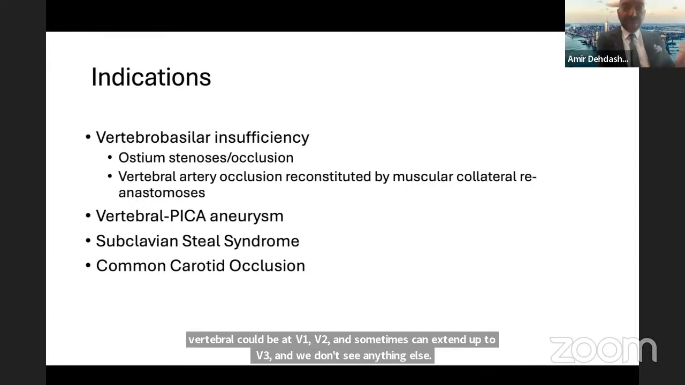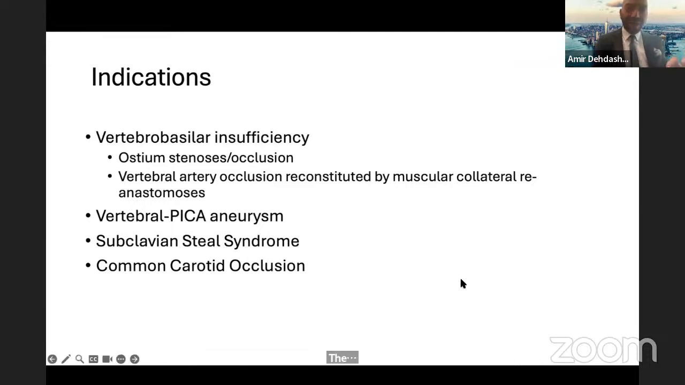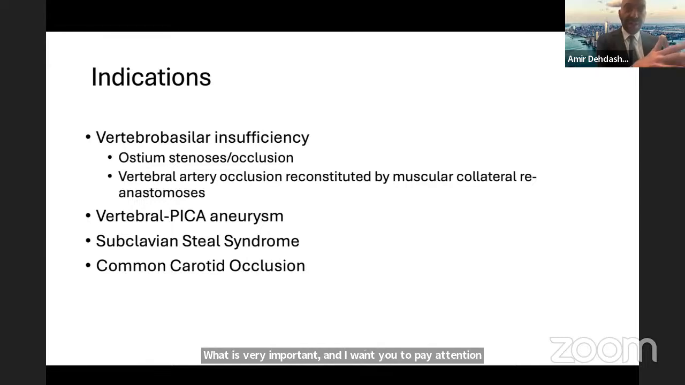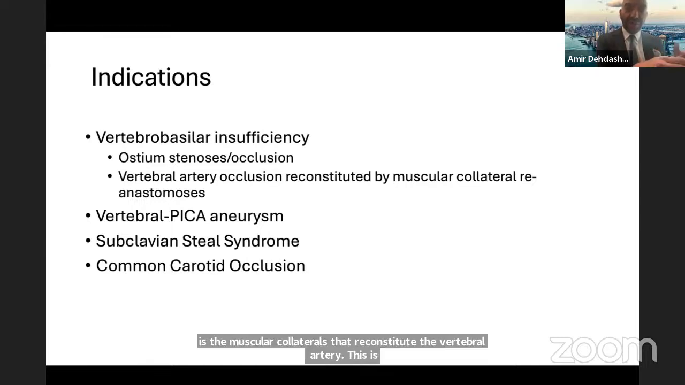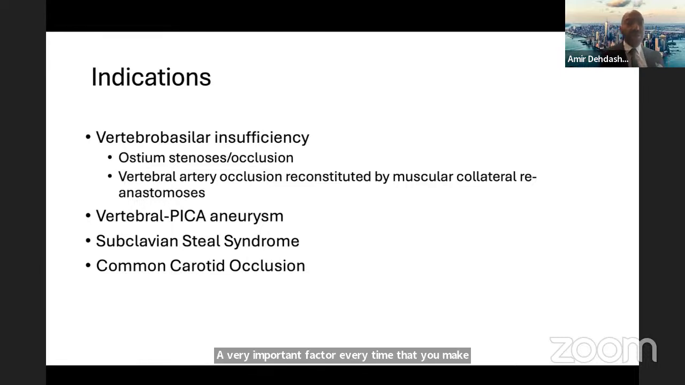What is very important, and I want you to pay attention, is the muscular collaterals that reconstitute the vertebral artery. This is a very important factor every time you make a decision regarding surgery on an occluded vertebral artery, because you definitely want to minimize the amount of interference with those muscular collateral vessels. So VB insufficiency is the number 1 indication for us, at least as a neurosurgeon, as a stroke surgeon.